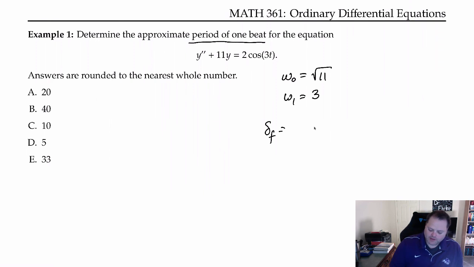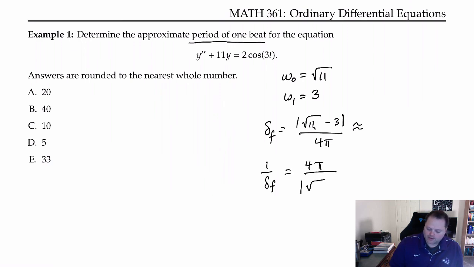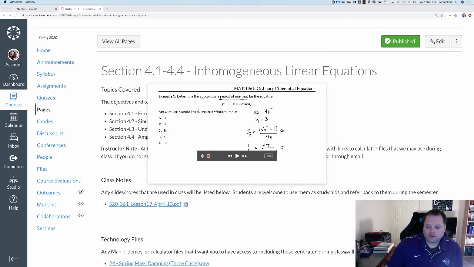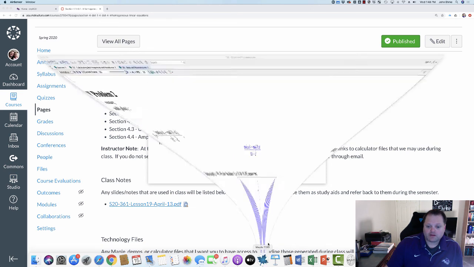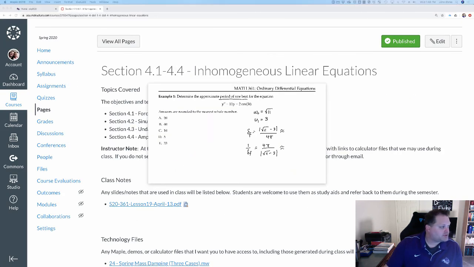The beat frequency is the absolute value of square root 11 minus 3, divided by 4 pi. That's the beat frequency. We can calculate that here in just a second. And then the reciprocal of that is the beat period, which is what we want to know for this problem. So I could just directly calculate this if I wanted to, but I wanted to show you both of these. I have it over on the Maple file.